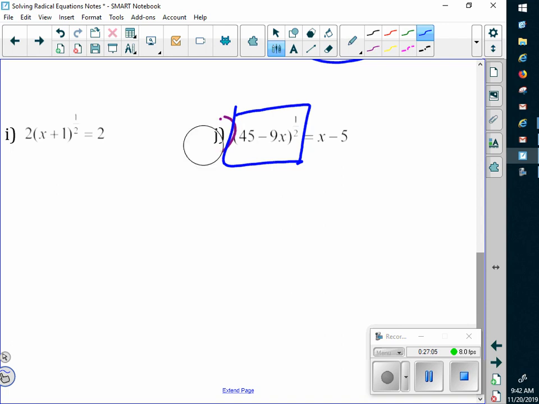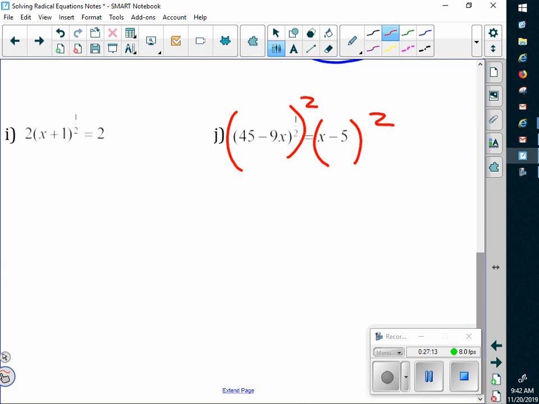So, raise both sides to the second power. We're going to have x squared. What's on the left side? 45 minus 9x. Now, what's on the right side? X squared minus 25. It's not x squared minus 25.